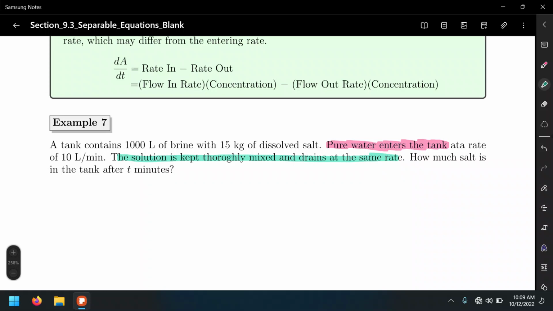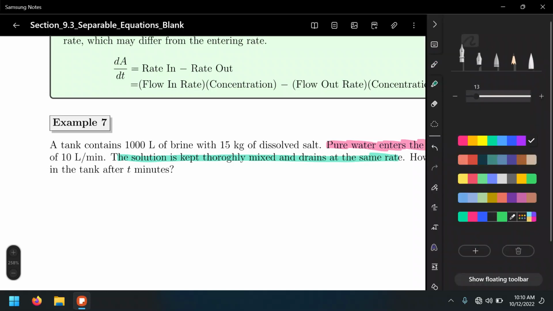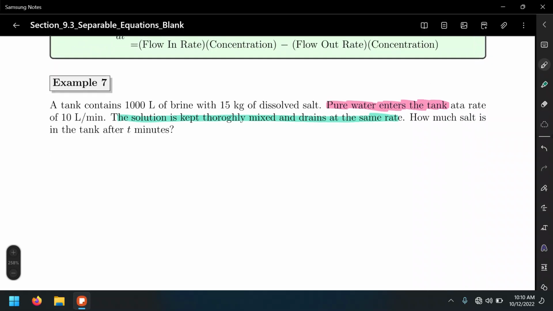So they're asking us for an expression, or a function rather, that can help us calculate the amount of salt that remains inside of the tank at any time T. So number one, let's draw a picture. So we have this tank. Let's assume it's a cylindrical tank for the sake of simplicity.